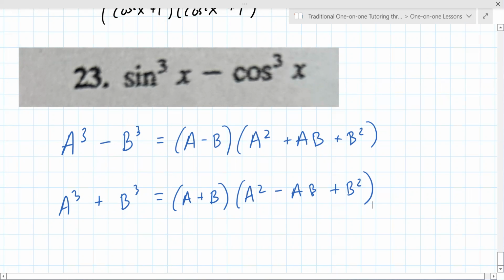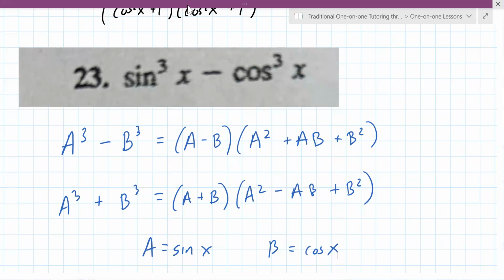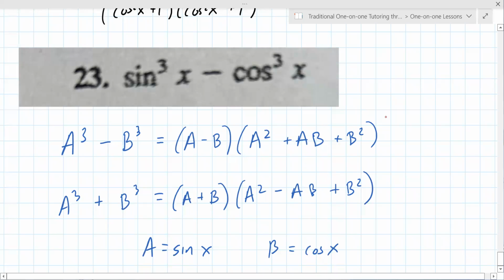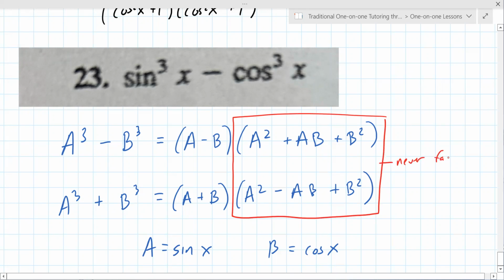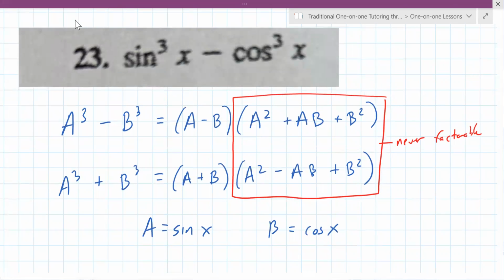So in your problem, A is sine x and B is cosine x. Do you see that? Follow that? So you're just patterning it. You're literally patterning it there. Now, before we go any further, I want to make one more point: this part is never factorable. Never, never, never. So once you know the formula, once you apply it, you're good. So here we go.